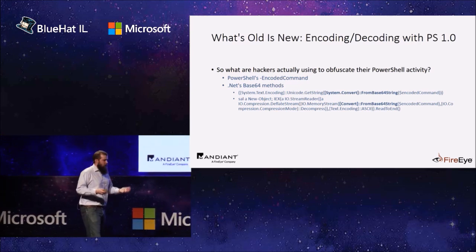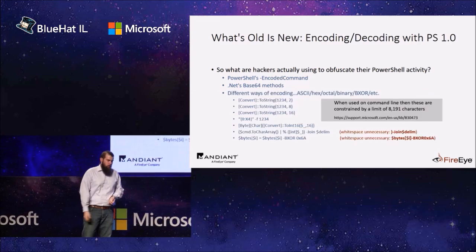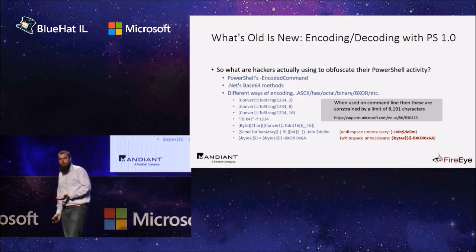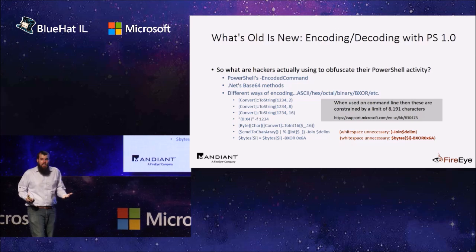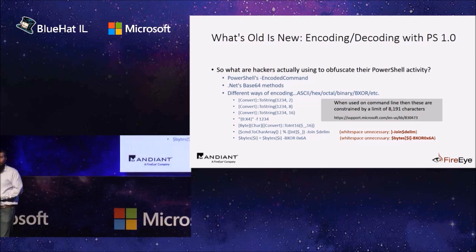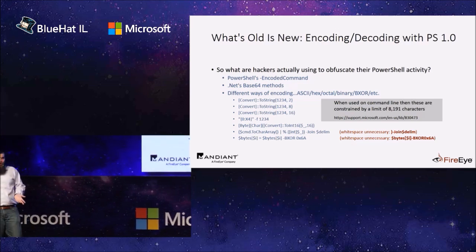Attackers also use .NET ways to do base64 encoding or compression, that sort of thing. What about some different ways? What about ASCII or hex or octal or binary? These are all possible, and I've not yet seen attackers do this, but since it's possible, I put it in the tool because we should be aware of it.